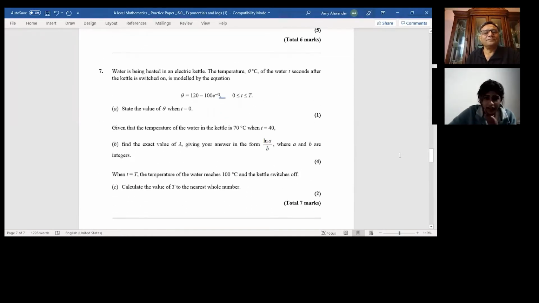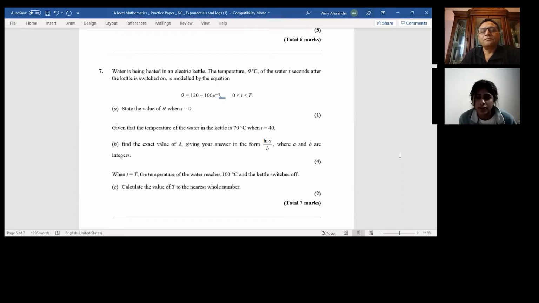Question 7. So I had an issue with 7B. Yeah, 7B. Let's read the question. C was okay. So water is being heated in an electrical kettle.